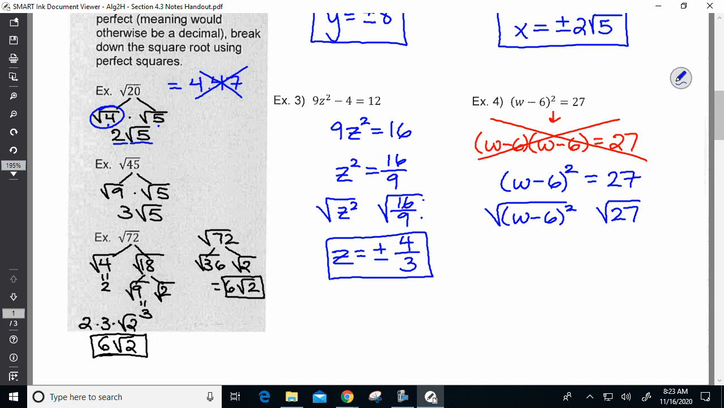So the square and the square root drop out, so you have w minus 6 equals plus or minus the square root of 27. The square root of 27 is not perfect. Figure out what it breaks up to. So this is where we're at so far. Any questions before we continue?